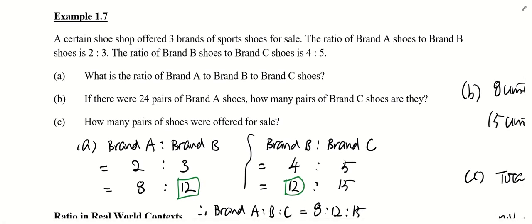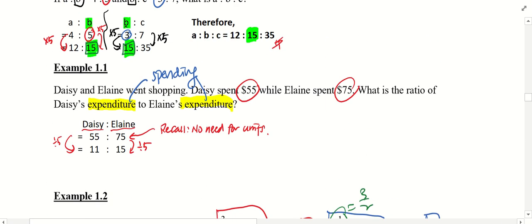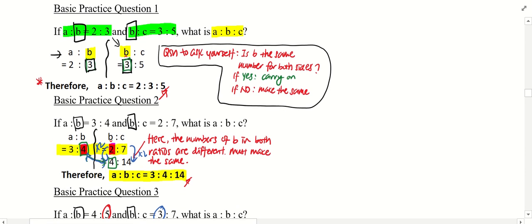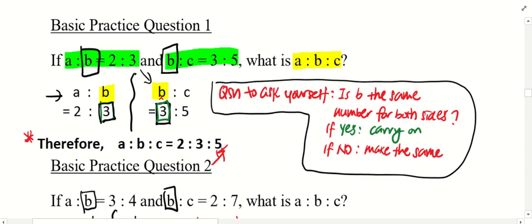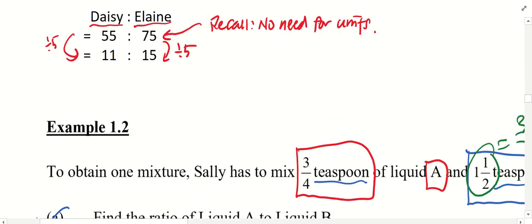Example 1.7. Okay, so a certain shoe shop offers 3 brands. Okay, we have A, B, and C. The ratio of A to B is 2:3, while B to C is 4:5. So this reminds us of the question before. This kind, we are given A is to B and B is to C separately.